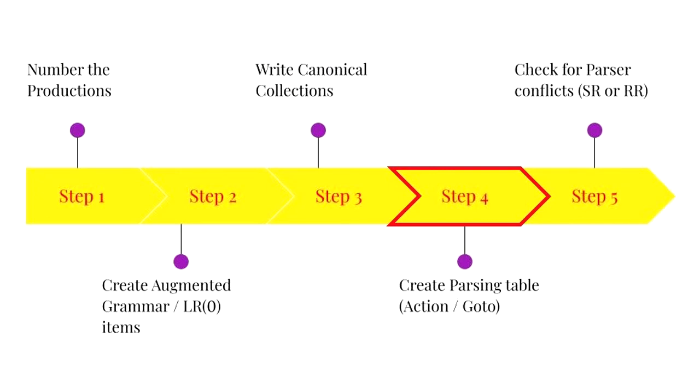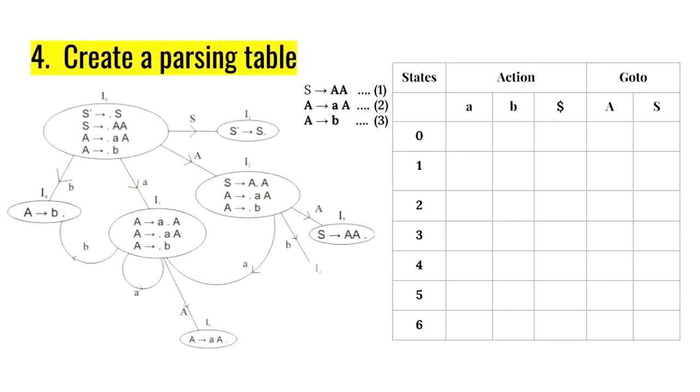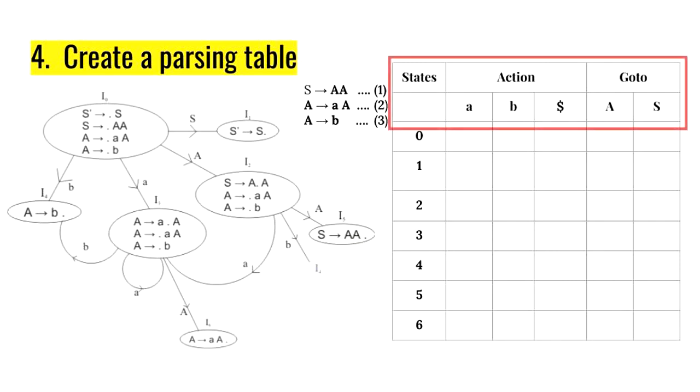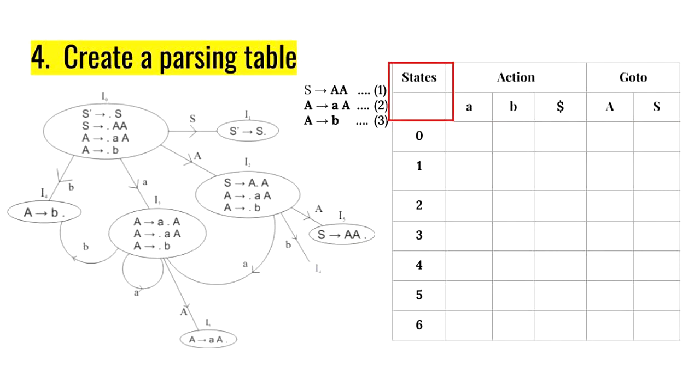The fourth step to find if a grammar is LR0 is to create its parsing table. On the screen, I have the automata that we just created, the numbered grammar along with a new table. If you focus on the table, you will see three main columns, which is states, action and goto. The column of states corresponds to the number of states in the automata, starting from I0 to I6, we have 7 states. So we write it all in the column of states. The action table contains all the transitions from terminals and the goto table contains transitions from the non-terminals.